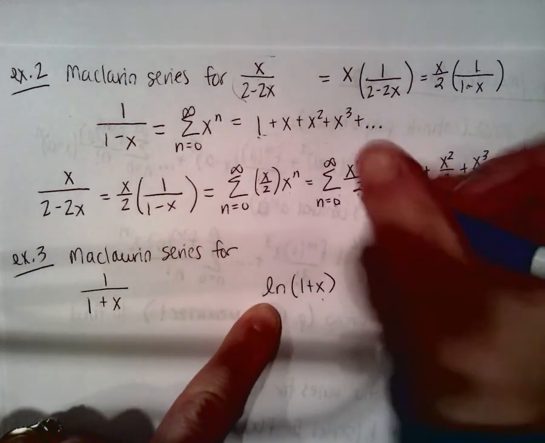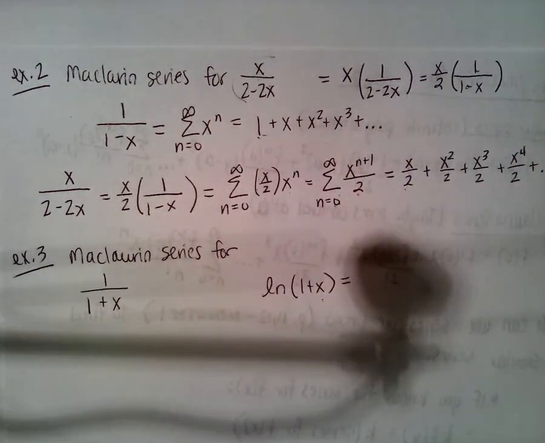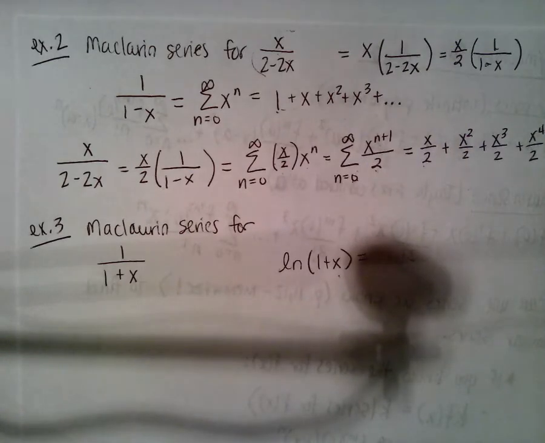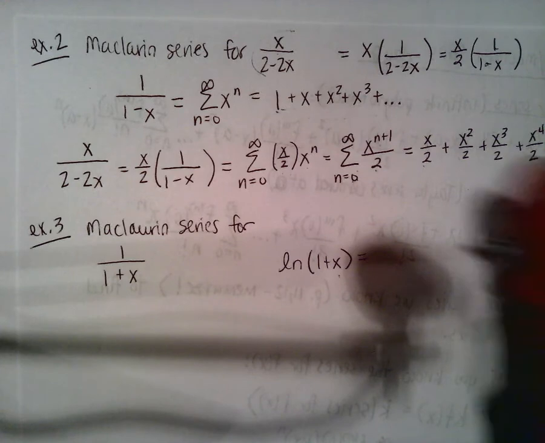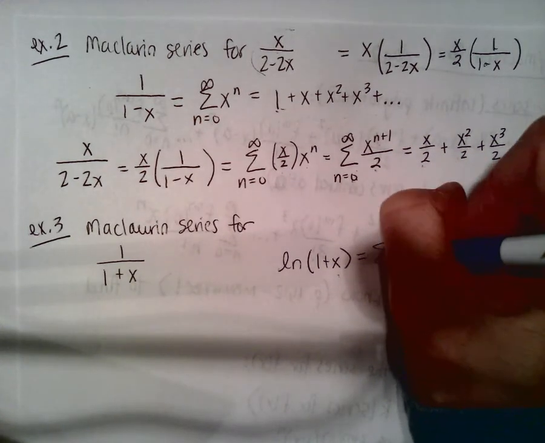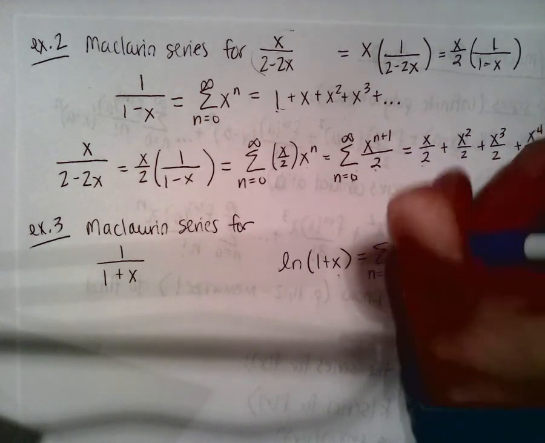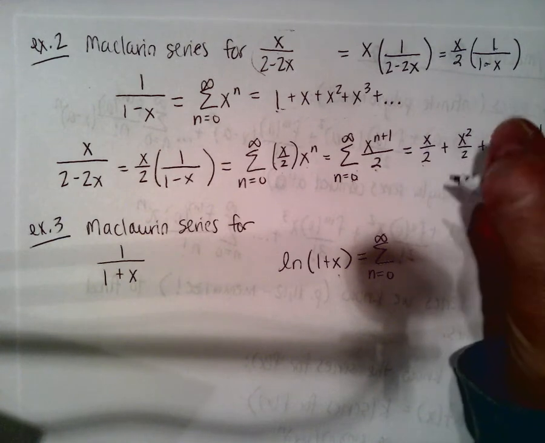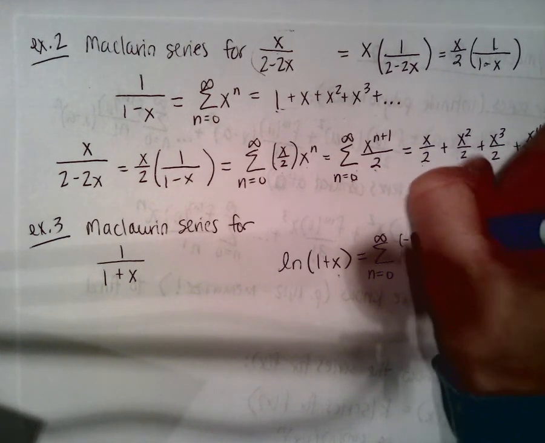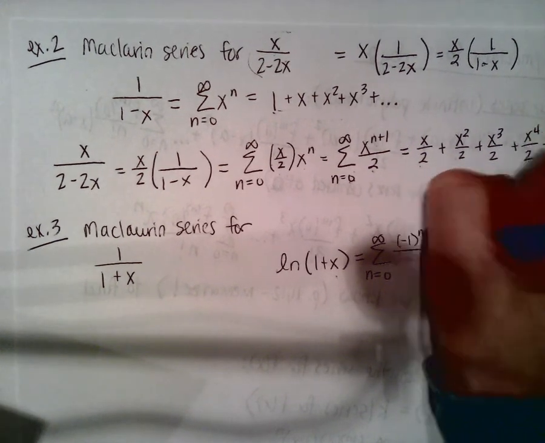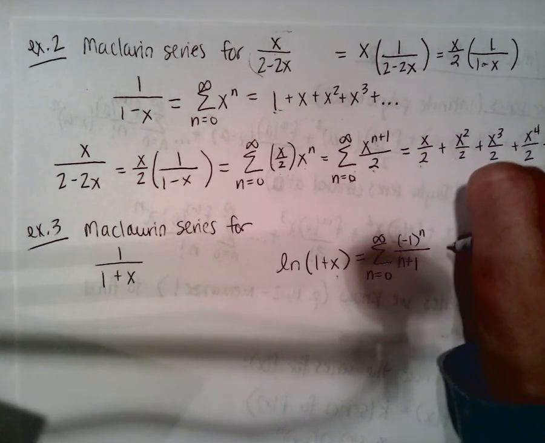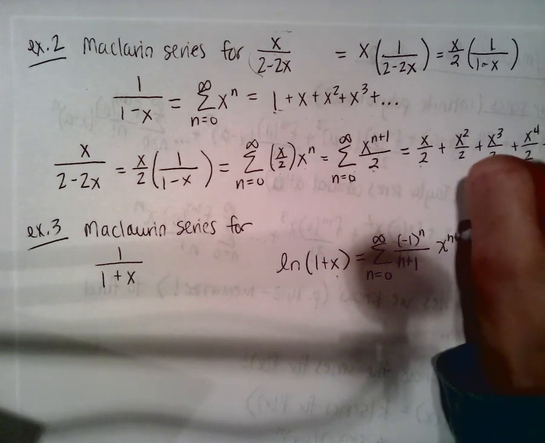The natural log of 1 plus x, that series that we know from page 11, sorry, I'm being a little scatterbrained right now, is the sum from n equals 0 to infinity of -1 to the n over n plus 1 times x to the n plus 1.